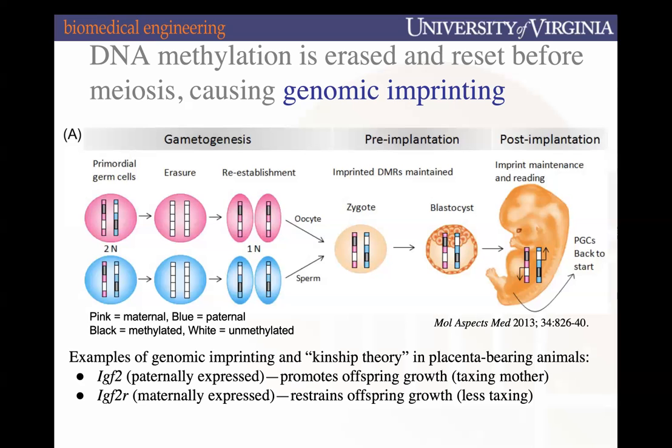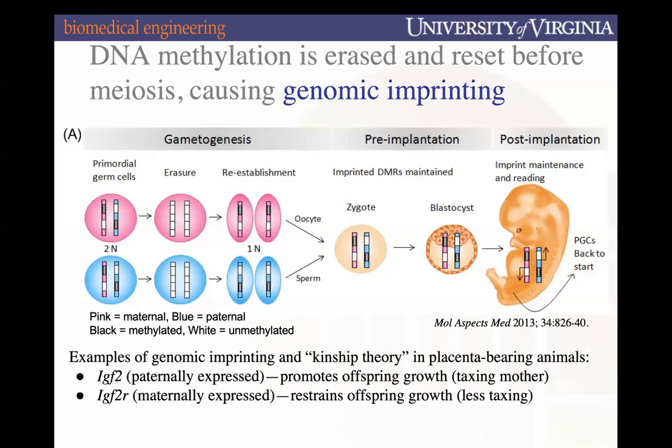Whereas IGF-2 receptor is a decoy receptor for IGF-2, meaning that it's basically a sink for IGF-2, taking it away from actually carrying out its biological function. The idea is that it's meant to restrain offspring growth, because during pregnancy the offspring is taking nutrients away from the mother. So IGF-2R is meant to try and restrain offspring growth.